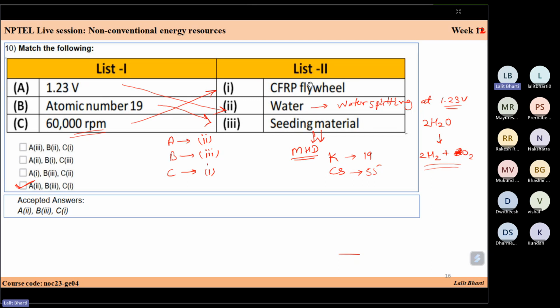So you can see how much energy can be stored at 60,000 RPM. Then 1.23 volt is basically related to water, because this is the voltage at which water splits. Splitting means H2O converts into H2 and O2. If you apply 1.23 volt with respect to the standard hydrogen electrode, it shows water splitting. Then atomic number 19 is the seeding material used in magnetohydrodynamics. We can use potassium or cesium, and potassium is atomic number 19. So it is from magnetohydrodynamic power generation. Option 4 is correct out of these four combinations.